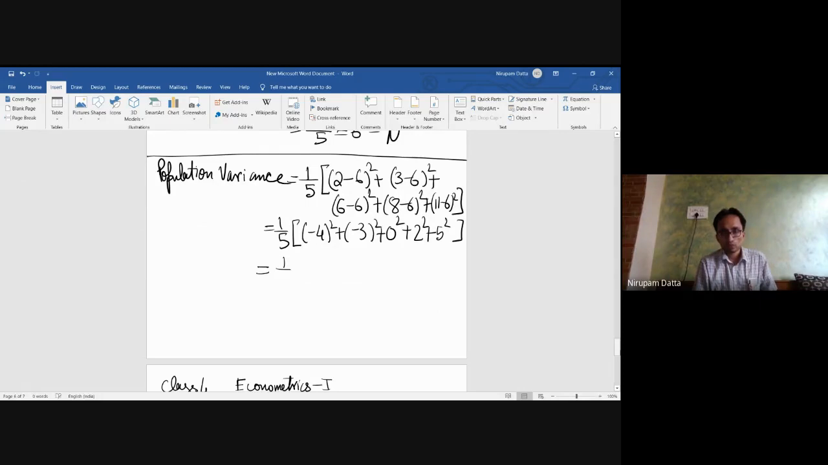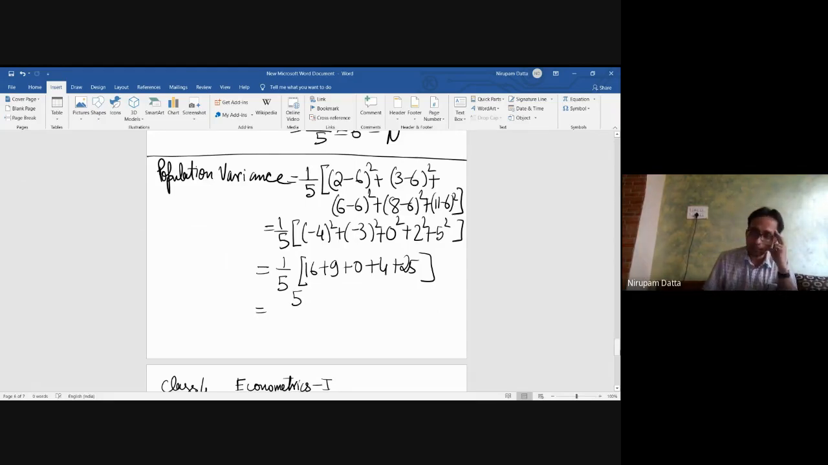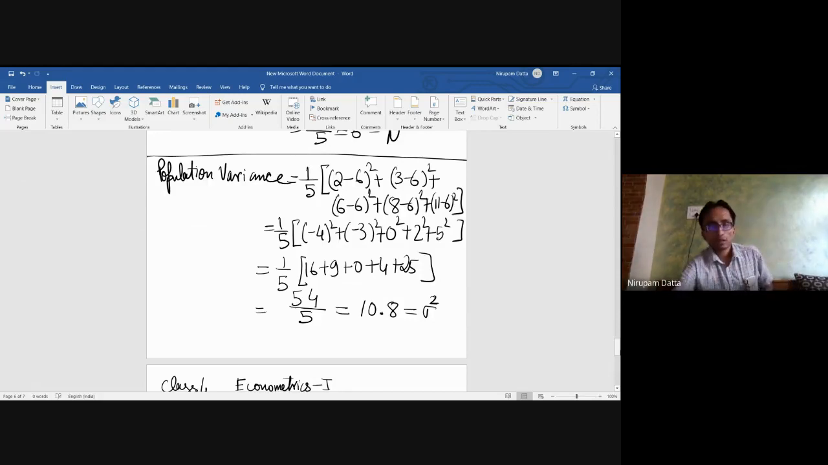So 1 by 5 times 16 plus 9 plus 0 plus 4 plus 25. So this is nothing but 54. 16 plus 9 is 25, 29 plus 25 is 54, and 54 by 5 is equal to 10.8. Okay, this is equal to 10.8, which is your population variance sigma square.